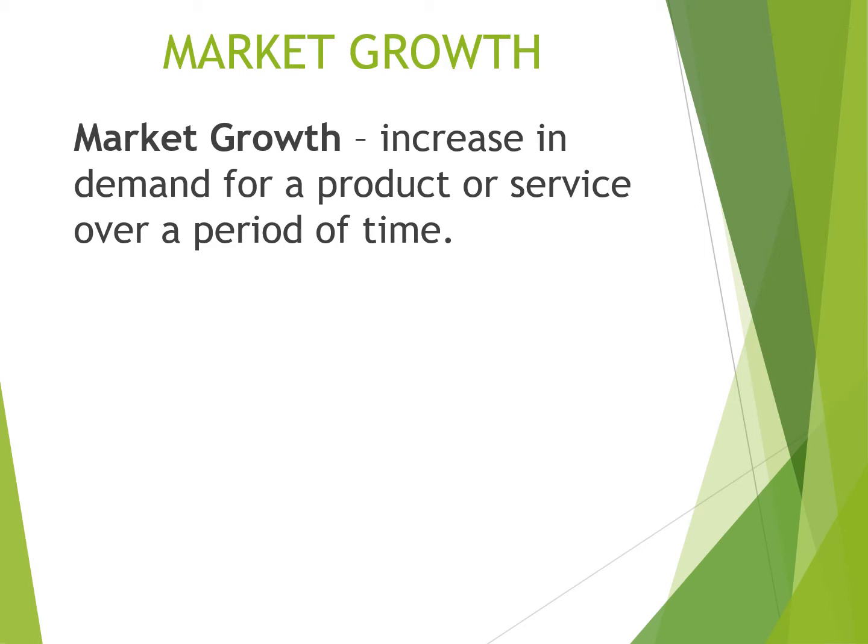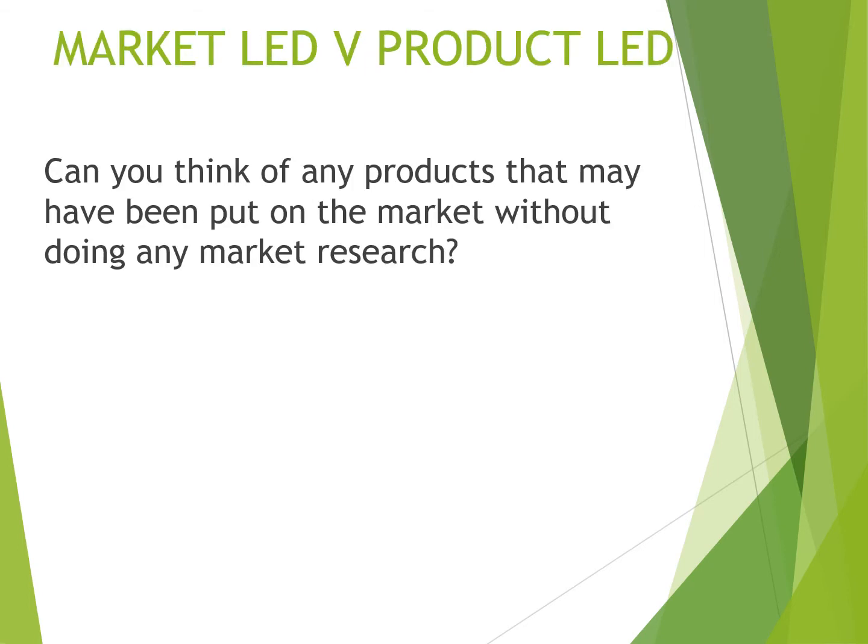Has the market stagnated? Has it stopped because that product is no longer popular? Does anybody who wants one of these products or services already have it? Or does it mean that the market for that product is growing quickly? That's what's important. It's the demand for a product or a service over a period of time, and that's very important when we come to talk about the Boston Matrix.